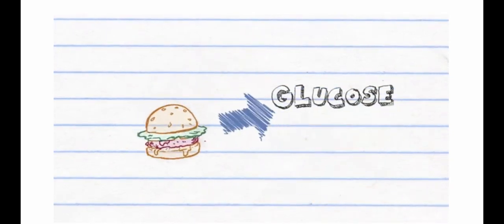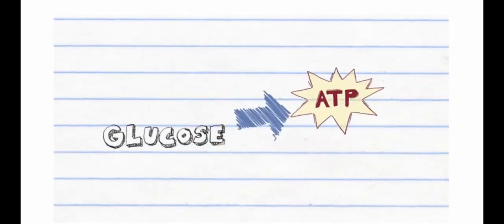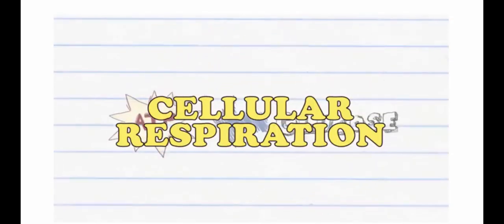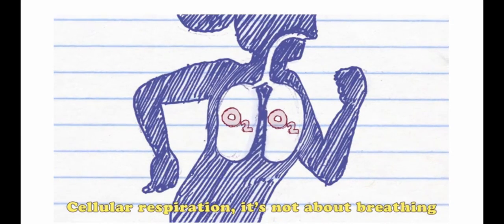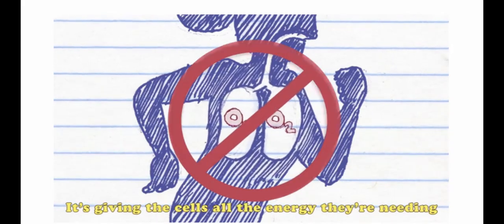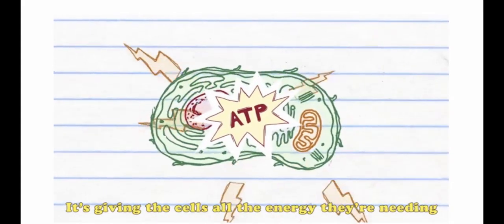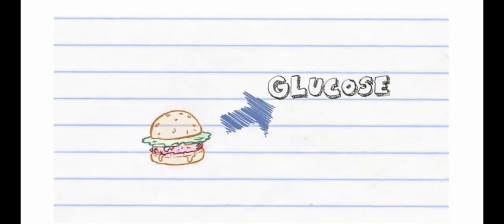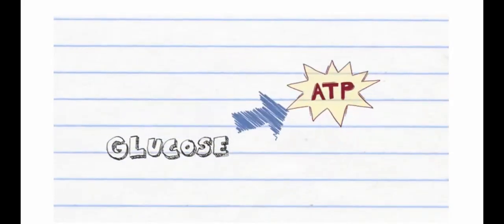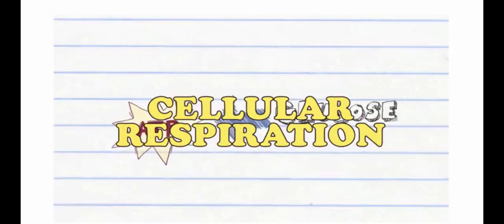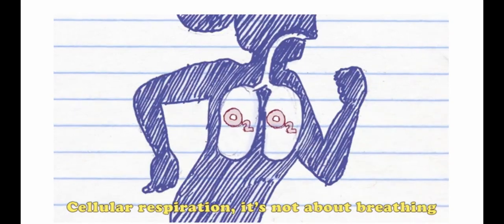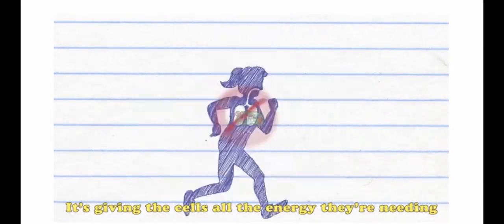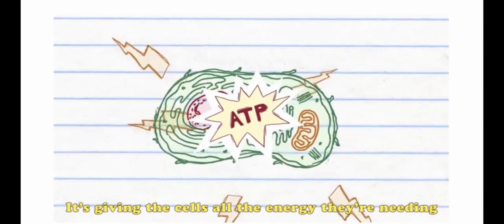Food to glucose, that's digestion. Glucose to ATP, that's cellular respiration. Cellular respiration, it's not about breathing, it's giving the cells all the energy they're needing. Food to glucose, that's digestion. Glucose to ATP, that's cellular respiration. Cellular respiration, it's not about breathing, it's giving the cells all the energy they're needing.